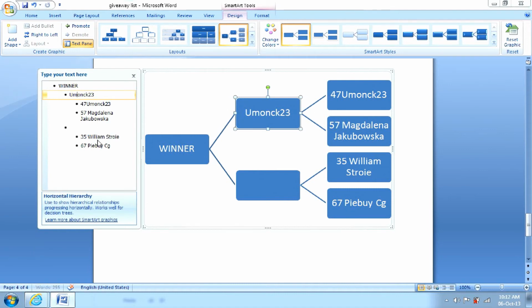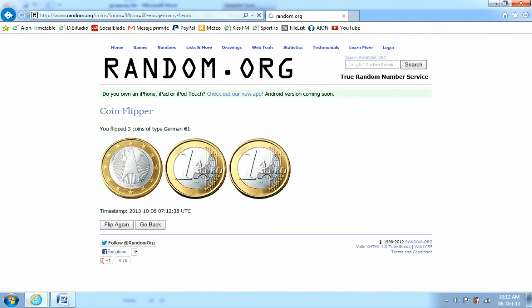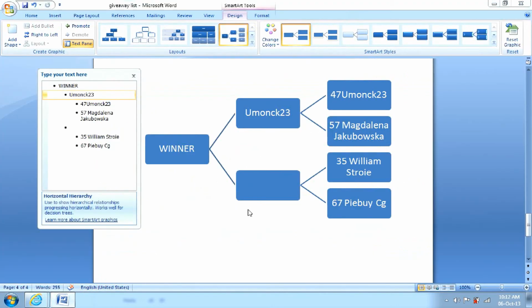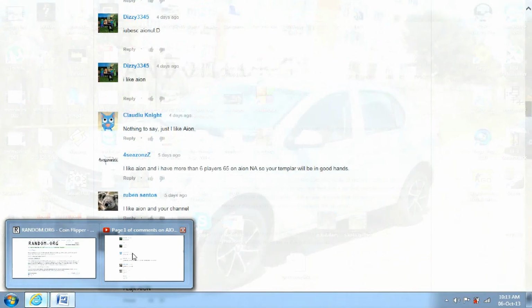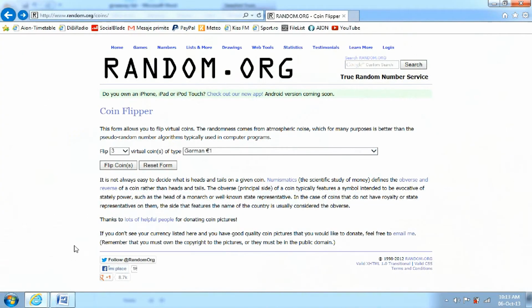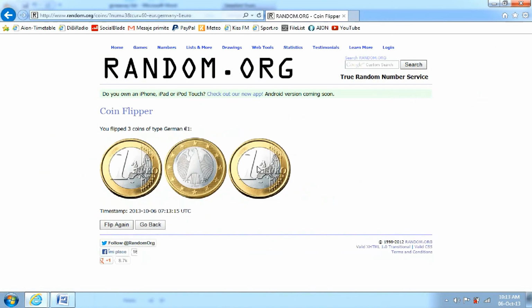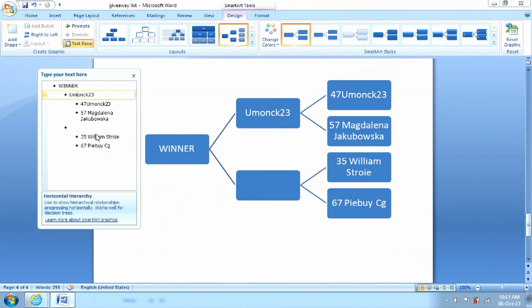Umong. Yeah. And now for second duel. William Stroye versus P by CG. William Stroye is tail, meaning number, and P by CG is head, meaning bird. Tail goes further again. So William Stroye goes further.